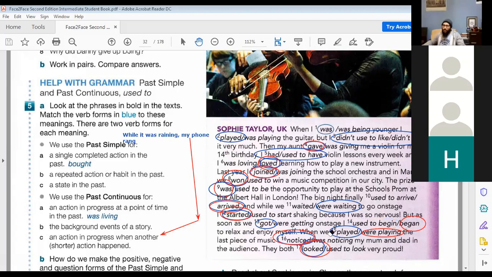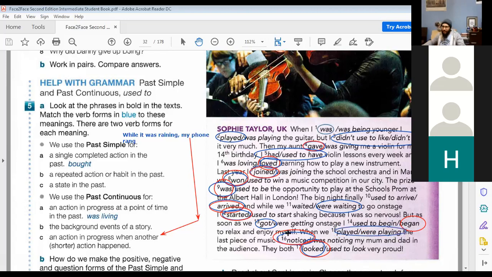Okay, actually both are correct. I think two actions. Yes, but both are correct and work. Played, when we were playing. Played the last piece of music, when we were playing, both are correct. Let's look at both together. Both are correct, because playing is something that takes time.